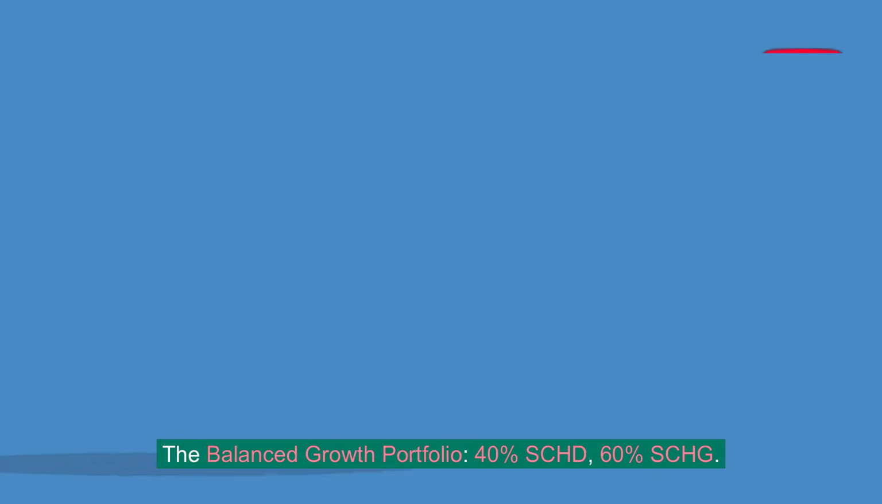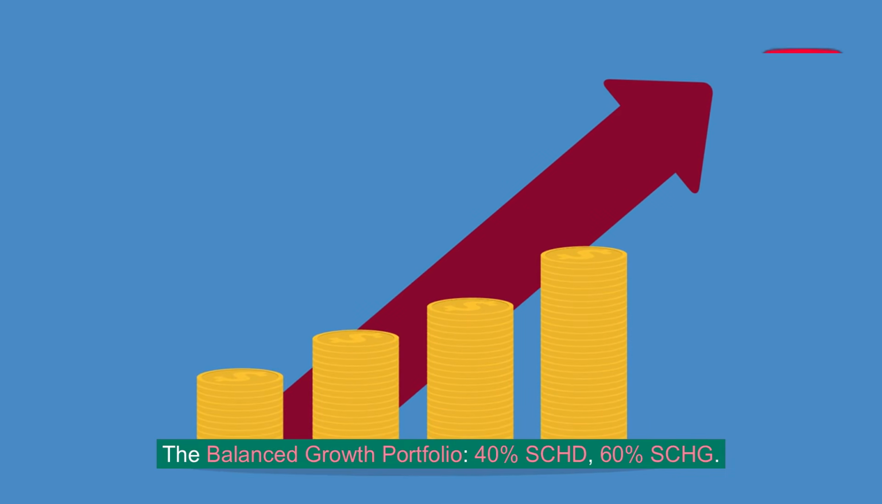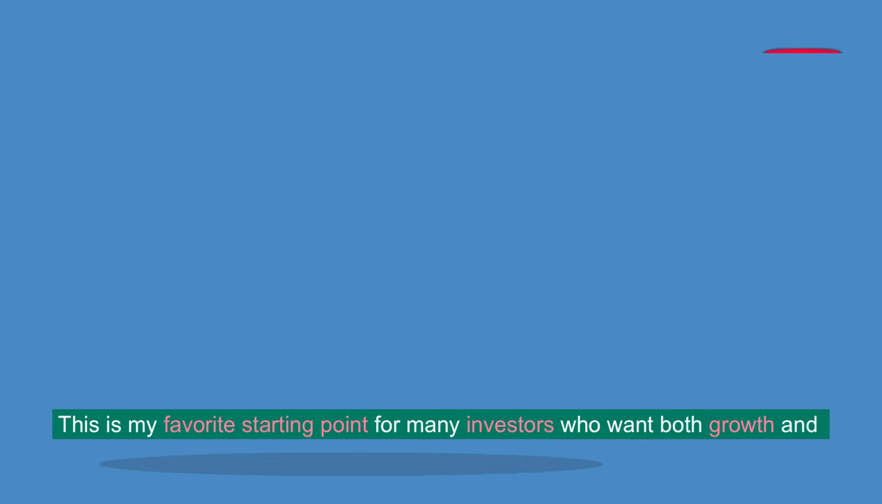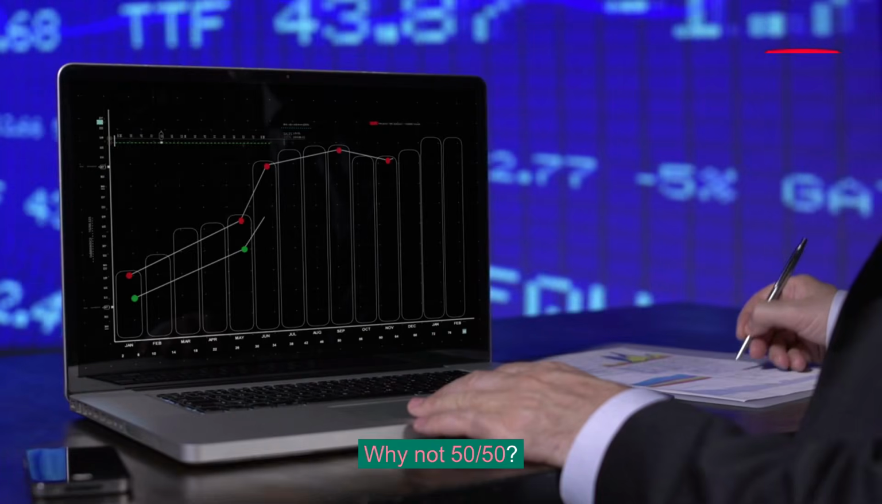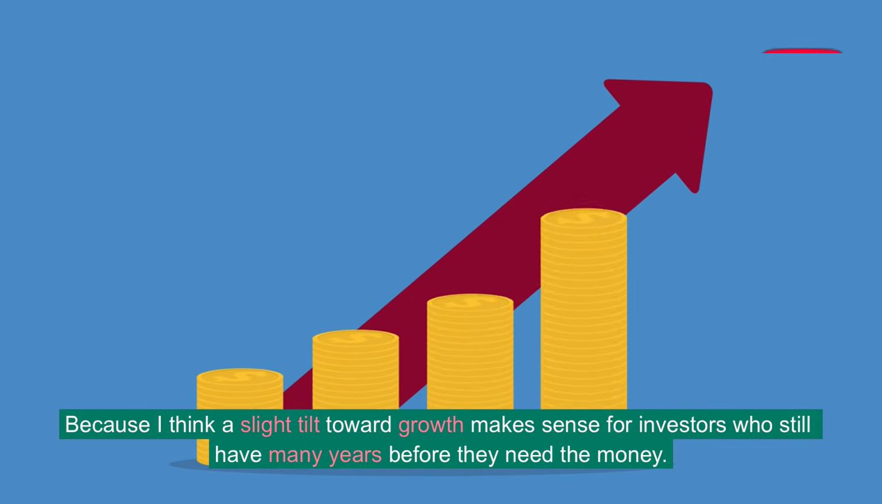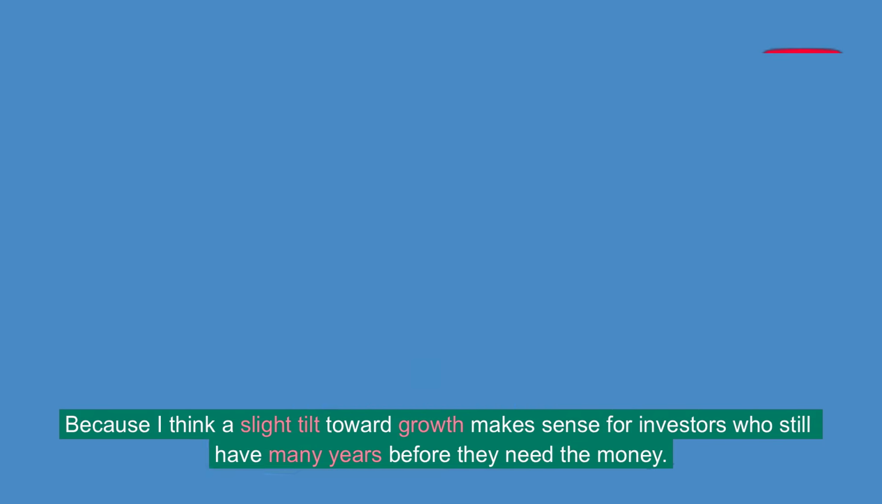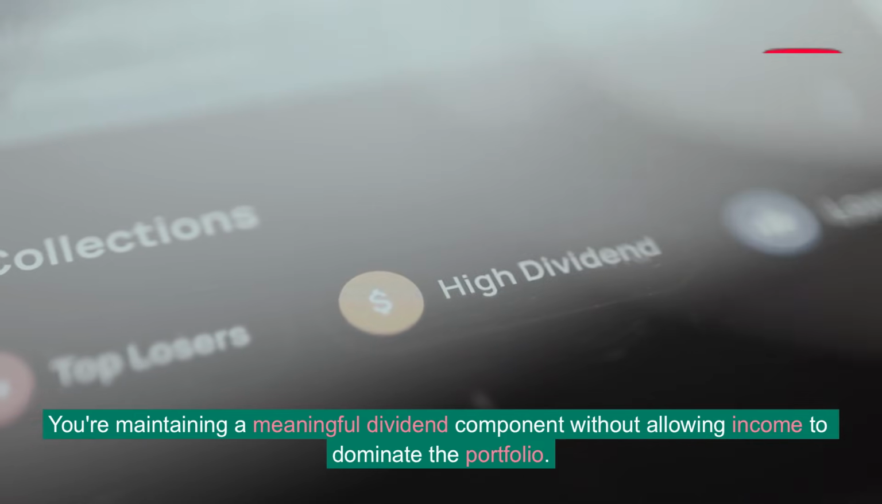The balanced growth portfolio: 40% SCHD, 60% SCHG. This is my favorite starting point for many investors who want both growth and income. 40% SCHD, 60% SCHG. Why not 50-50? Because I think a slight tilt toward growth makes sense for investors who still have many years before they need the money. You're maintaining a meaningful dividend component without allowing income to dominate the portfolio.